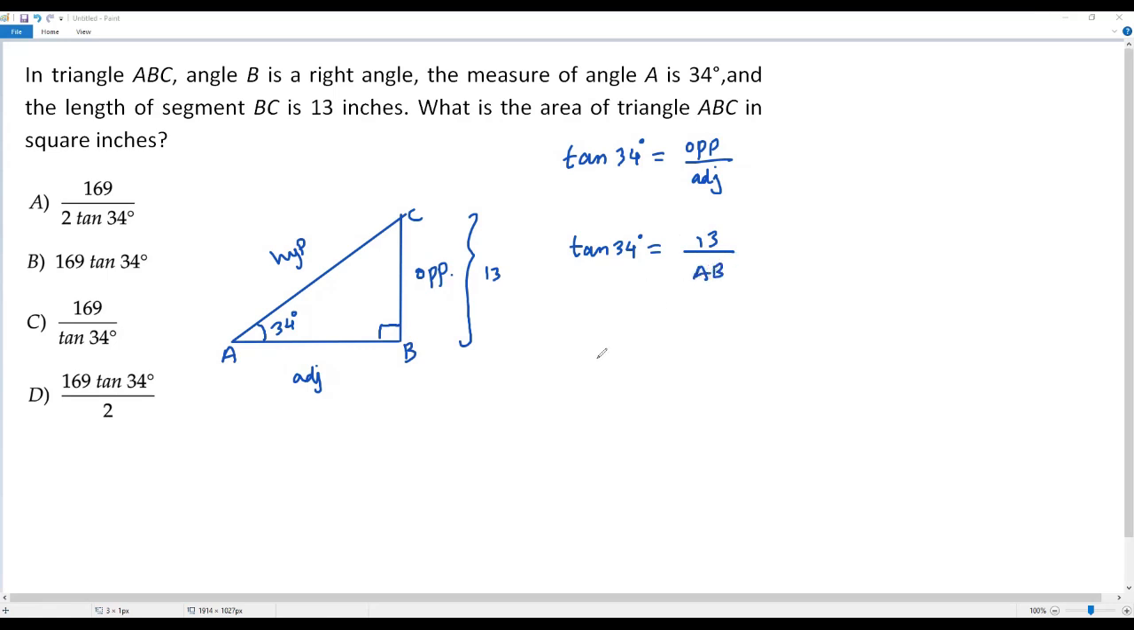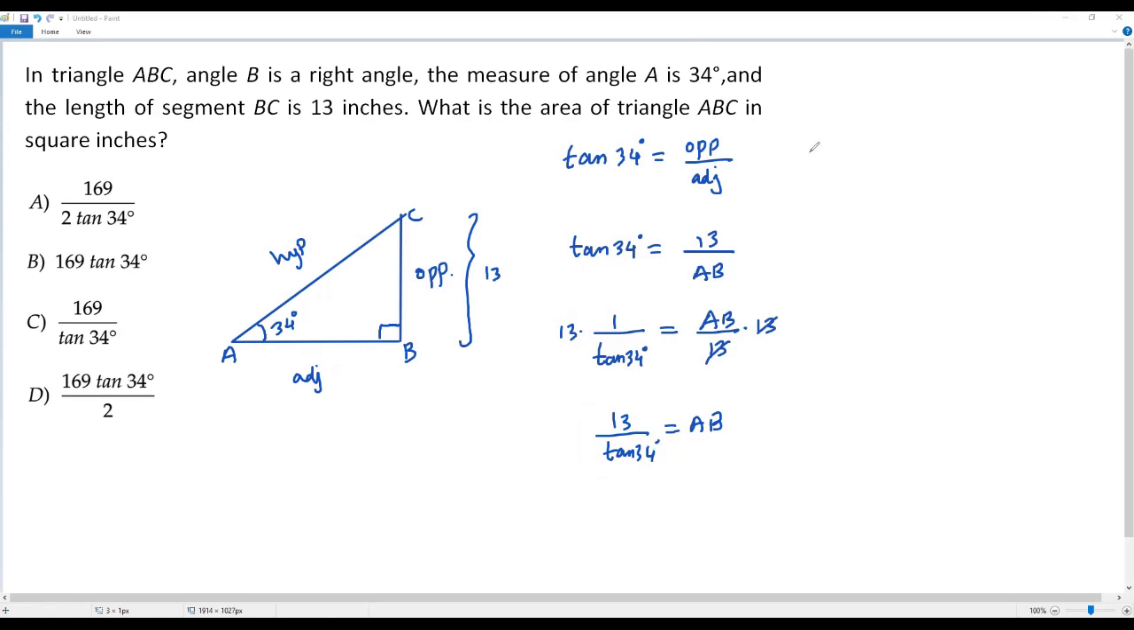Now let's take the reciprocal on both sides of this equation. When you take the reciprocal, I'm getting 1 over tangent 34 degrees. On the right side, when we take the reciprocal, I'm getting AB over 13. Our aim is to get the length of AB. So to solve for AB in this equation, we have to get rid of the denominator 13. Let me multiply both sides of this equation by 13. This 13 will cancel out. 13 times 1 is 13, divided by tangent 34 degrees equals AB. Here I got the base of the triangle, that is 13 over tangent 34 degrees.